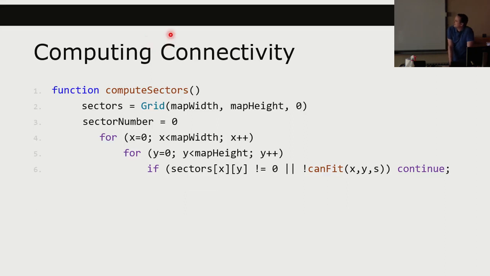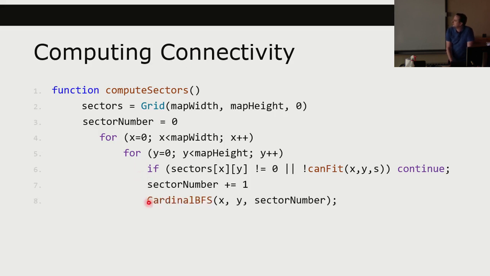If the sector number is 0 and we can fit there, it means we want to do a BFS. So inside here, we increase the sector number, so it just goes to the next number. Then we do this cardinal BFS, meaning we BFS in 4 directions, starting at x and y and assigning a sector number. And that's basically it. That's the entire algorithm.